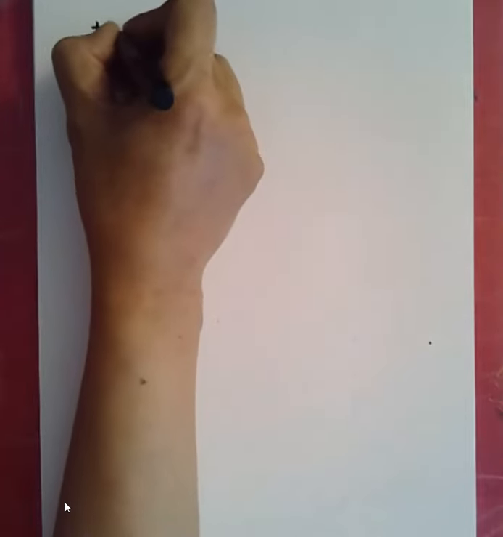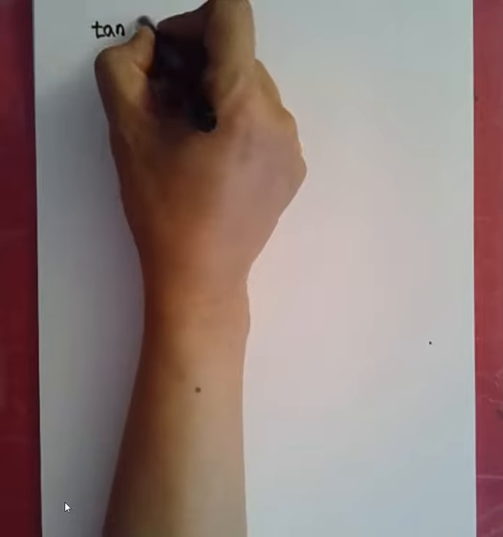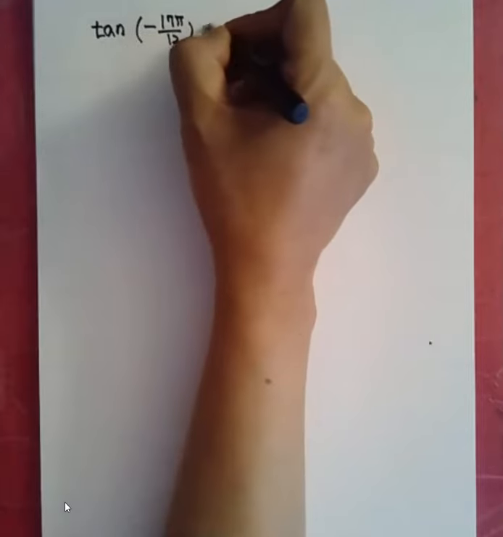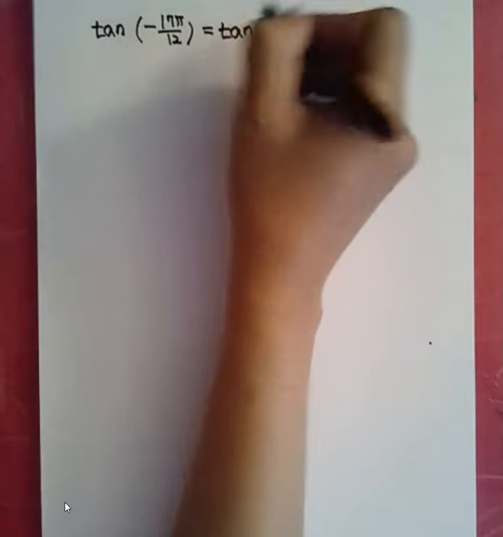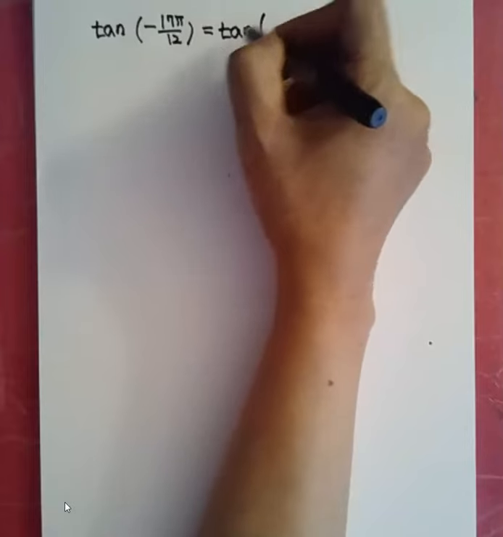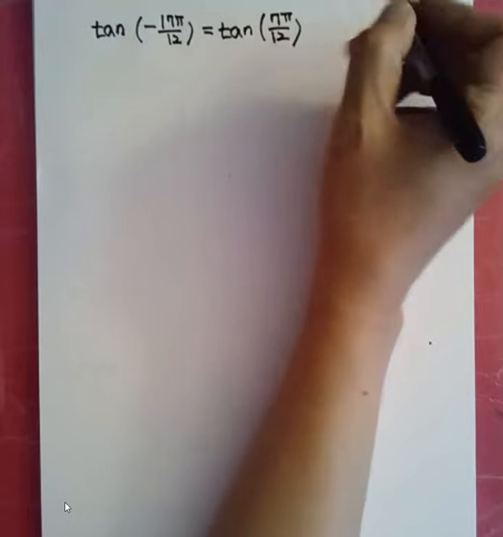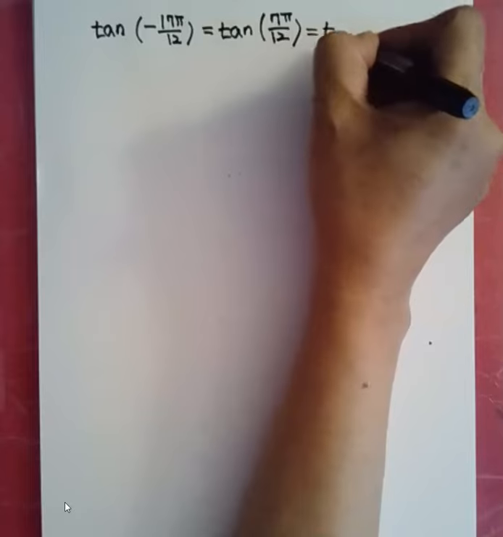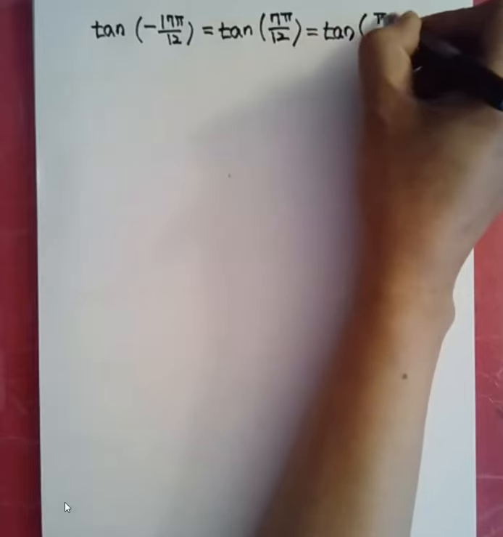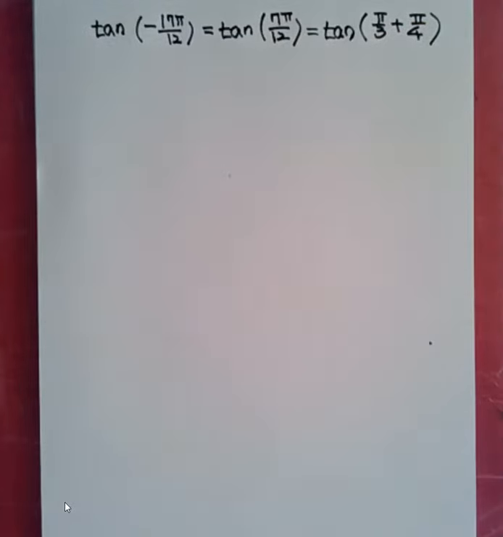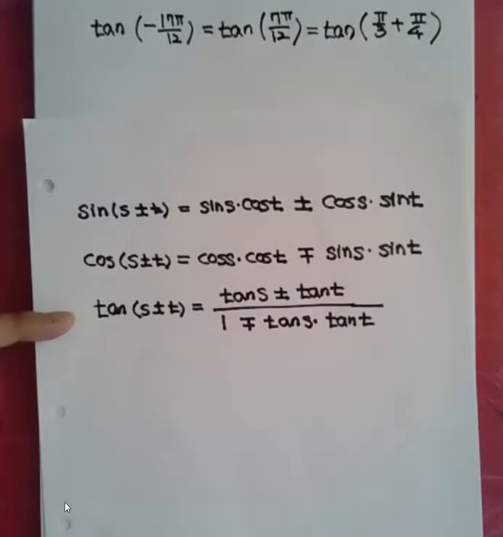Let me rewrite the problem and what we have been doing. Tangent of minus 17 pi over 12 was coterminal with 7 pi over 12, so the same as tangent of 7 pi over 12. That can be rewritten as tangent of pi over 3 plus pi over 4. After you figure out the angle combination, all you have to do is apply the formula.